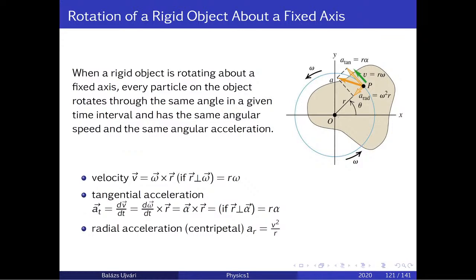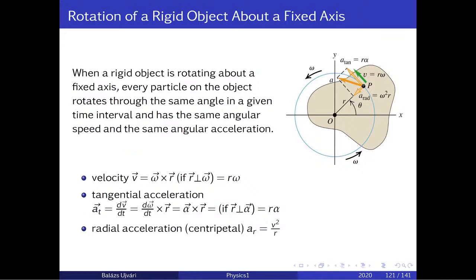These are perpendicular, and fortunately we don't have to play with this cross product, which is not an easy mathematical calculation, but you can write r times omega. All right, so we can calculate the v. In this case, this is r times omega. We can calculate the centripetal acceleration, which is v squared over r.